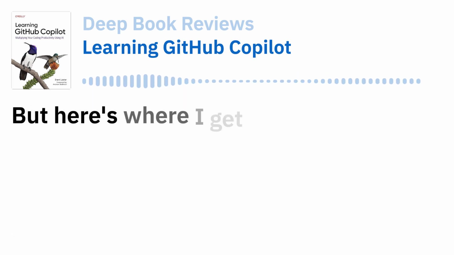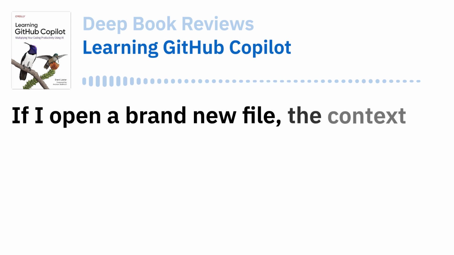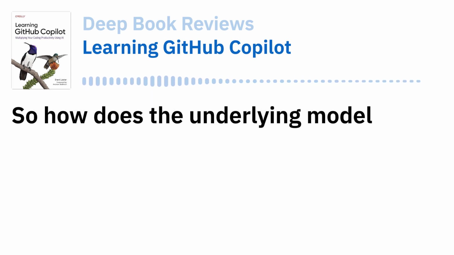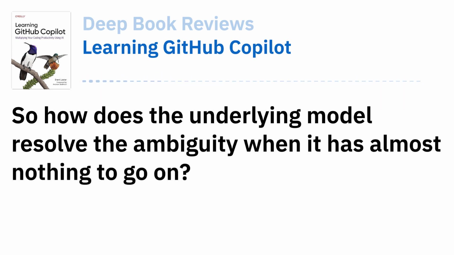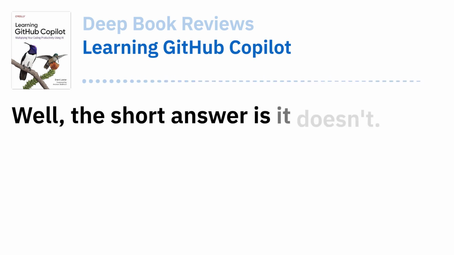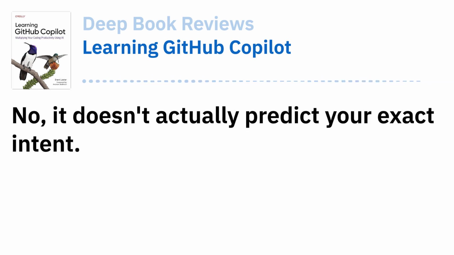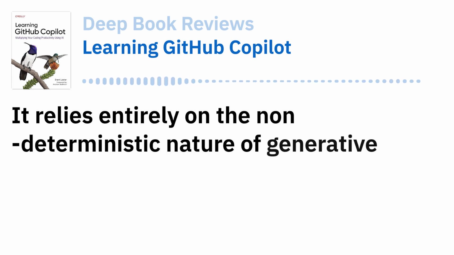Okay, but here's where I get hung up on the mechanics a bit. If I open a brand new file, the context is incredibly sparse. I mean, I might just have one line of code. Right. So how does the underlying model resolve the ambiguity when it has almost nothing to go on? How does it predict my exact intent? Well, the short answer is it doesn't. It doesn't actually predict your exact intent. It relies entirely on the non-deterministic nature of generative AI.